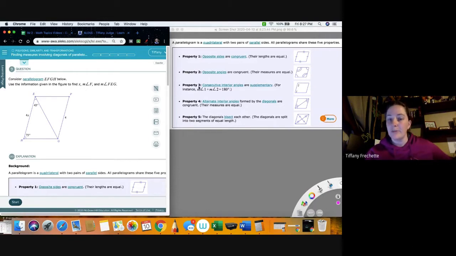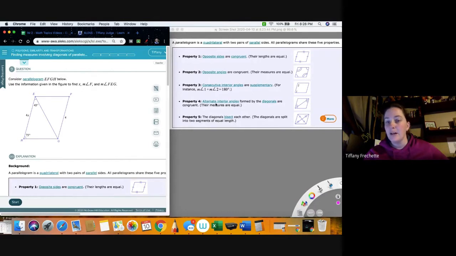All right, the third property is consecutive interior angles are supplementary. So supplementary means that it's two angles that add up to 180 degrees. And consecutive interior angles means one right after the other. So we're not going across from each other. We're going one right after the other like this. So I can have these two add up to 180. I could go across the bottom. These two would add up to 180. I could go across the right side here, or I could go across the top. It's just one angle right after the other, and they're going to add up to 180 degrees.